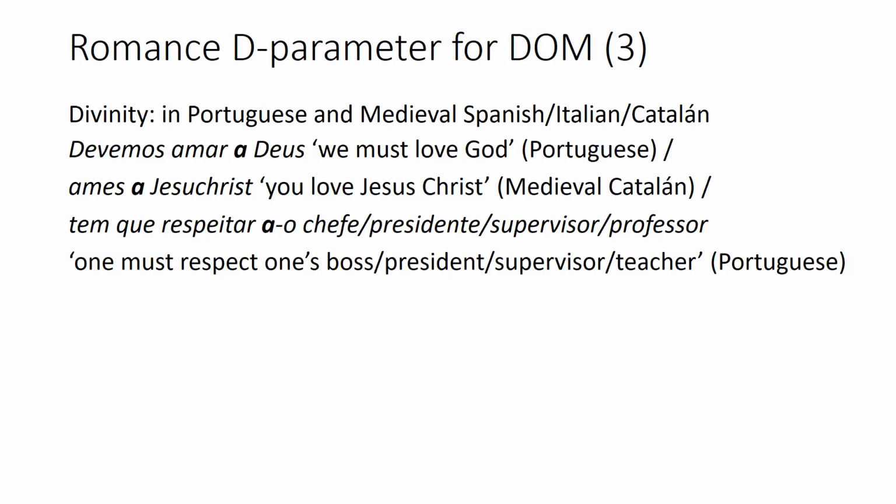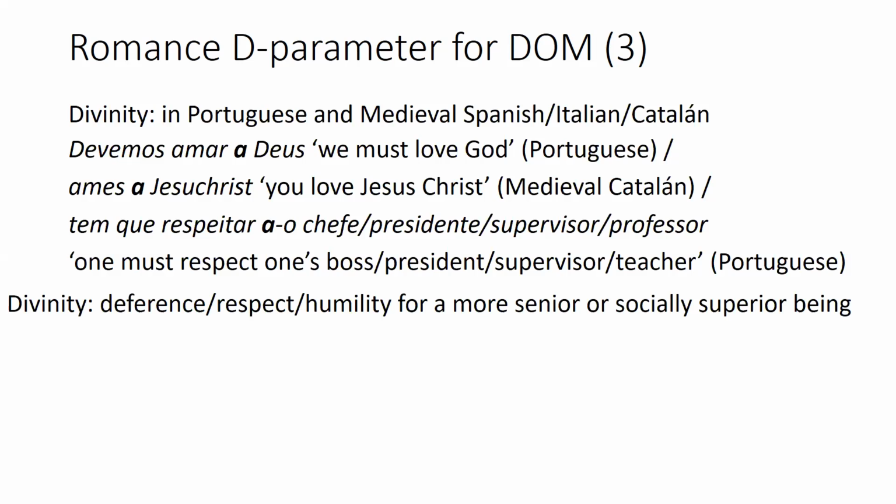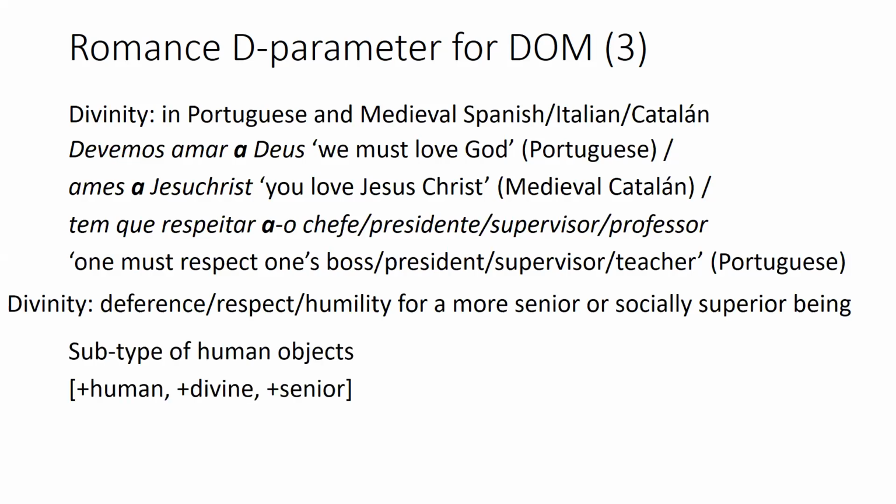So in line with divinity, if the object is somehow superior to the speaker, one can also use a. So divinity here can be nuanced or extended slightly to also include respect or humility for a more senior or superior object. So in terms of lexical semantics, the subtypes of human objects here are human, divine, but also senior. If the object has these kinds of lexical features, it may also be marked by a.